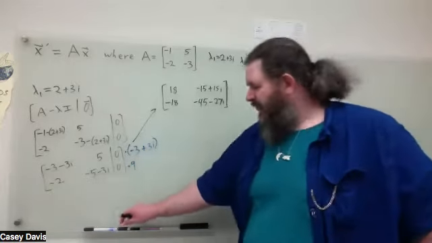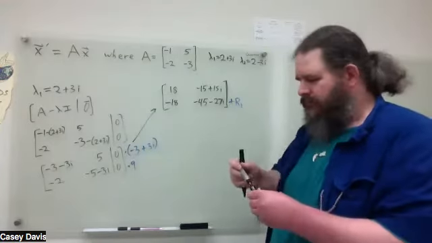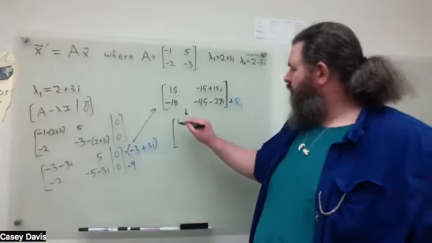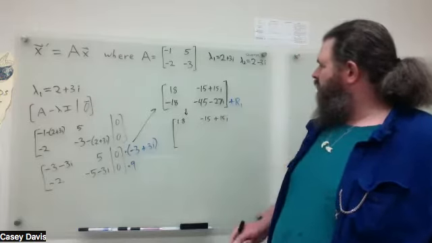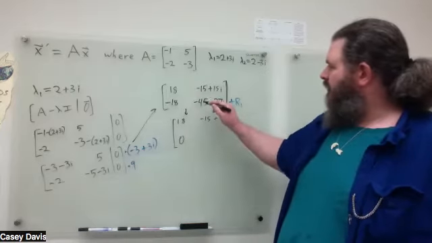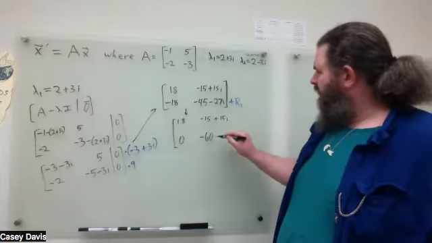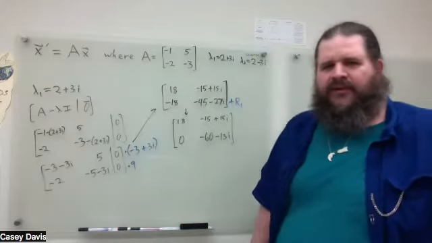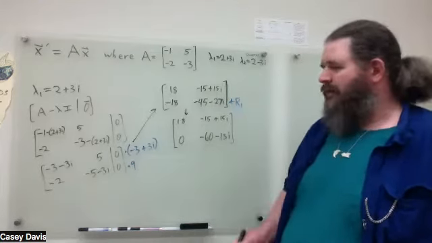And now we can just add row 1 to row 2 exactly as it is. Modify row 2 by adding row 1. And we get, first row hasn't changed. Second row becomes -18 plus 18, -45 plus -15, -27 plus 15 is -13. And that seems like something of a problem, because when we're finding eigenvectors, what should we expect to happen to the final row?